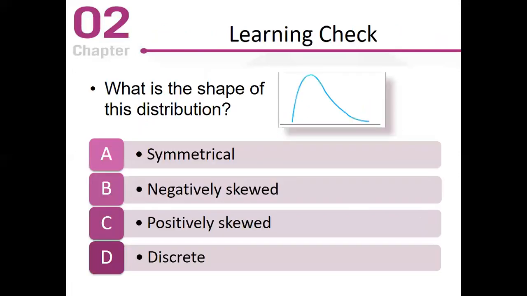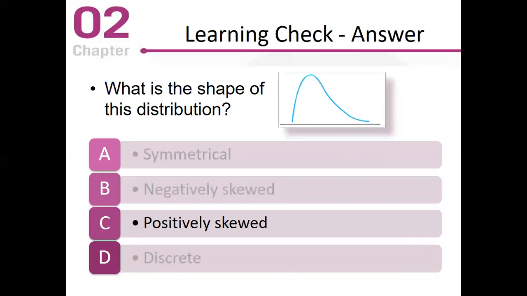Okay, so here's an image. What is the shape of this distribution? Okay, hopefully no one thinks this is symmetrical. You should be answering with C, positively skewed. We have our tail reaching out to the positive higher end.